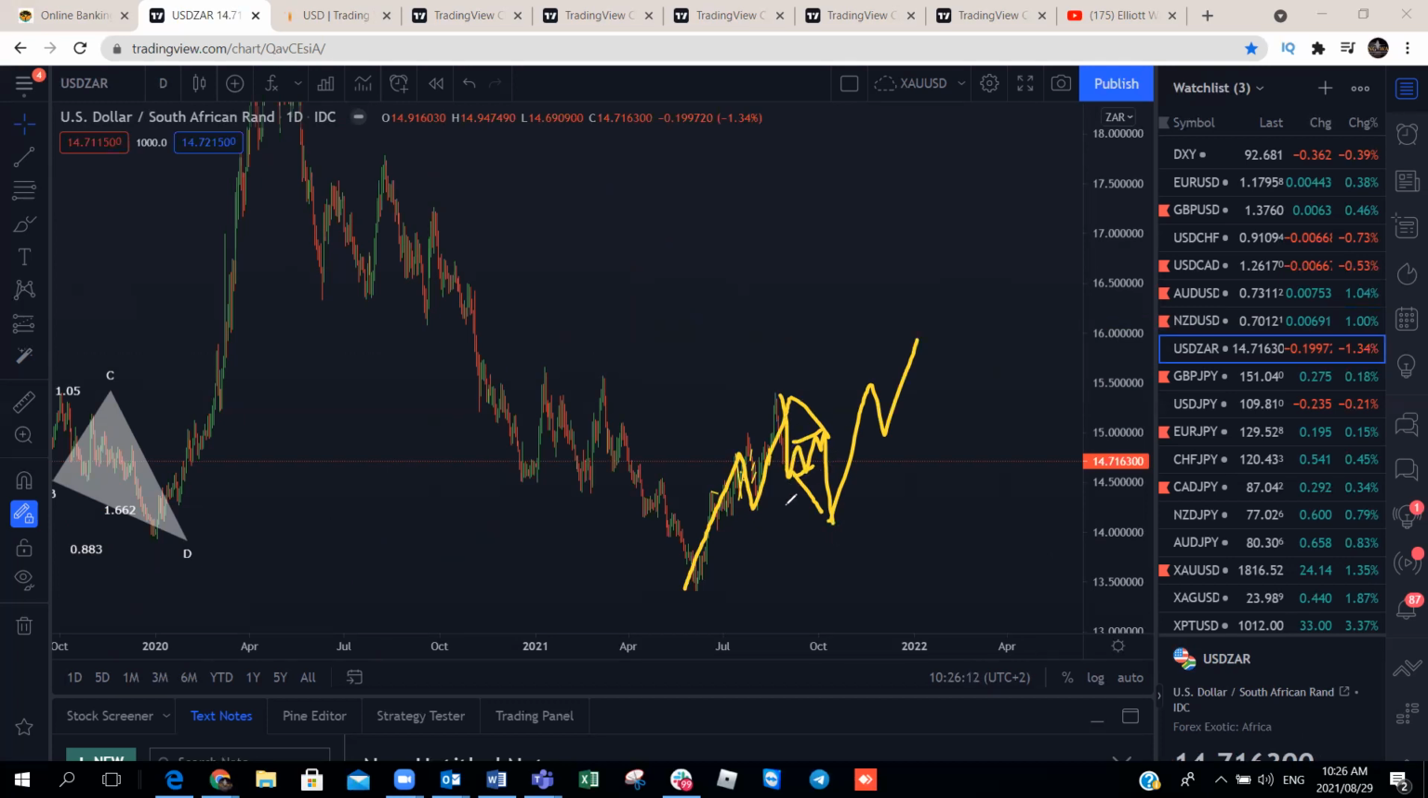We may push a little bit lower before we pull back, but let's just watch that. After the pullback, you can look to take a trade to the downside. I don't like selling US dollar ZAR though, so it's actually a very strong pair to the upside.